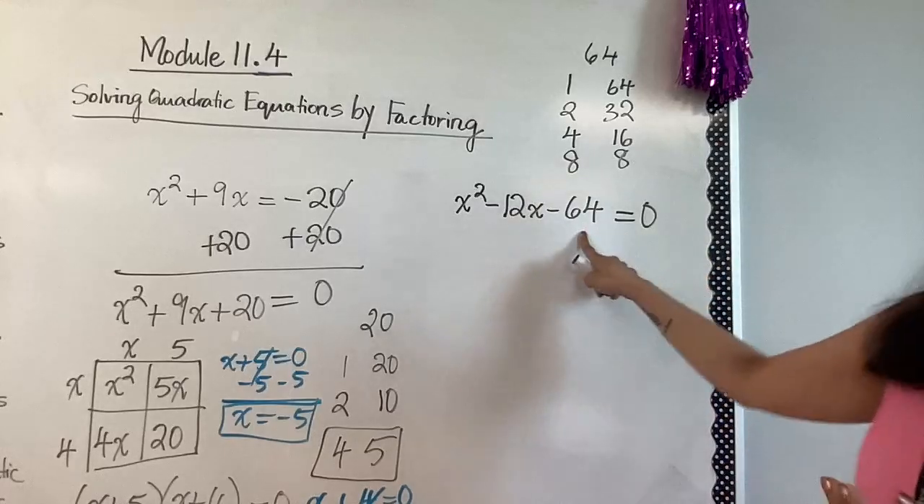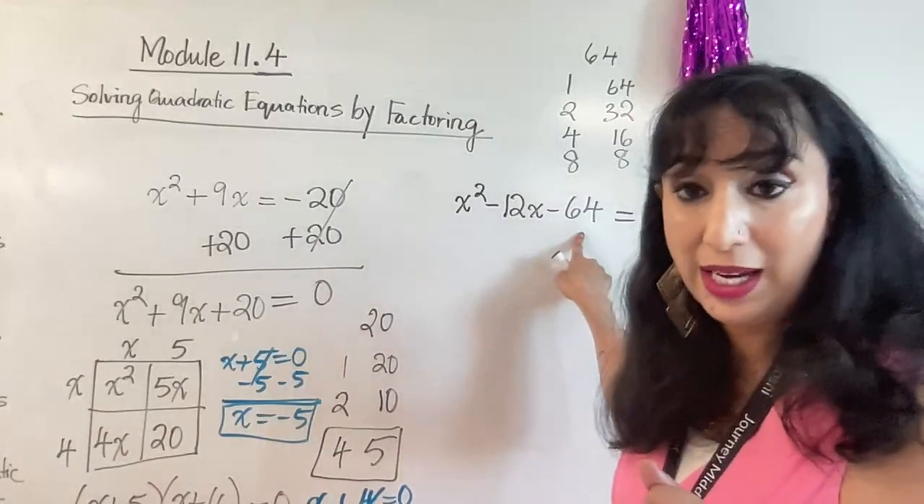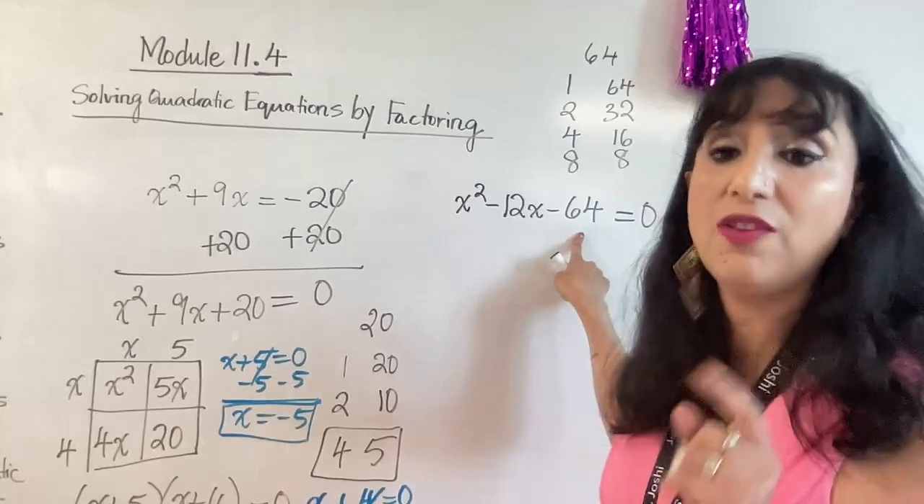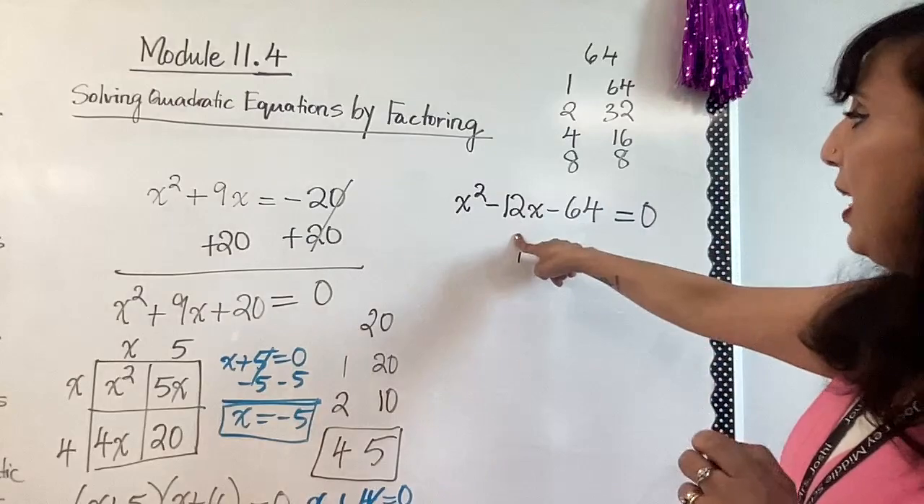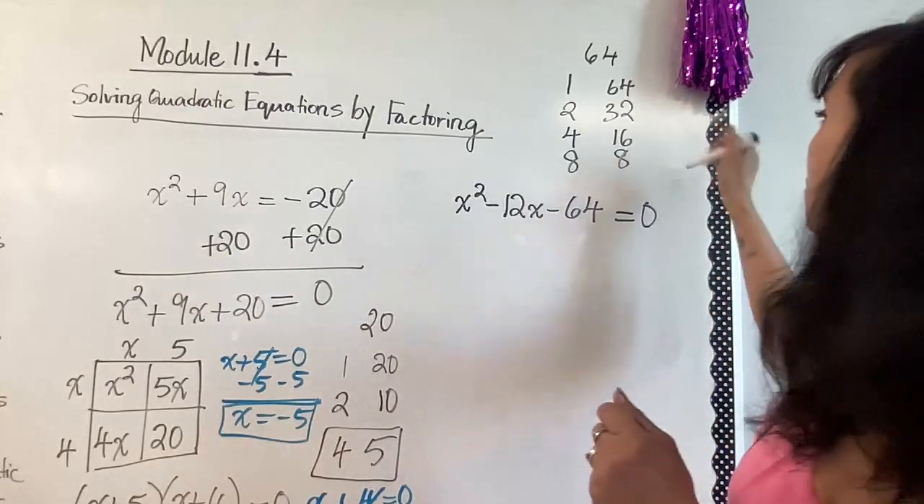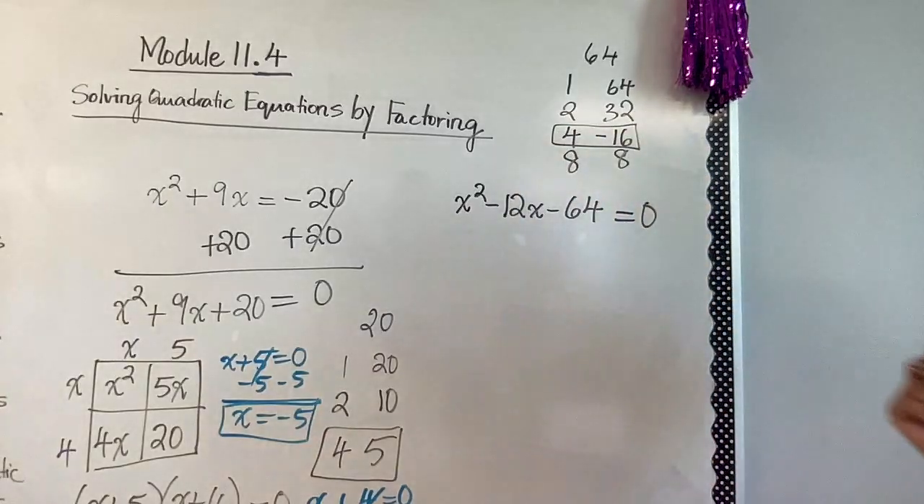Since this is negative, I know that my signs are going to be opposite when I am multiplying. They can't be the same sign because otherwise I would have got a positive product. And so then I see negative 12x. So I can do negative 16 and I can do positive 4 to get my negative 12.